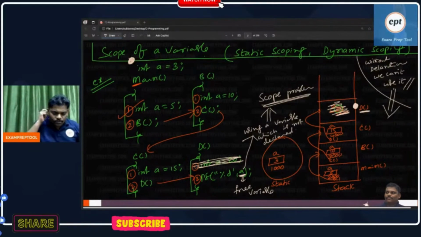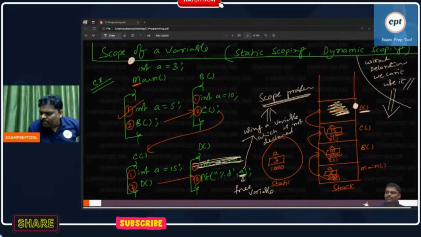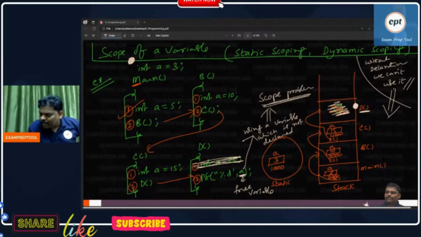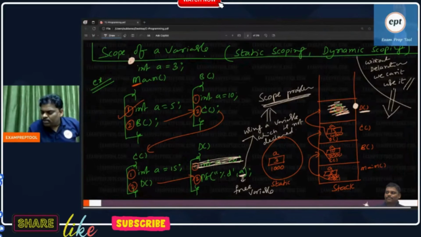Fine. So this problem is called the scope problem. This variable is called a free variable. Now observe, everyone. Whenever this kind of situation happens, instead of giving an error, we have two solutions.